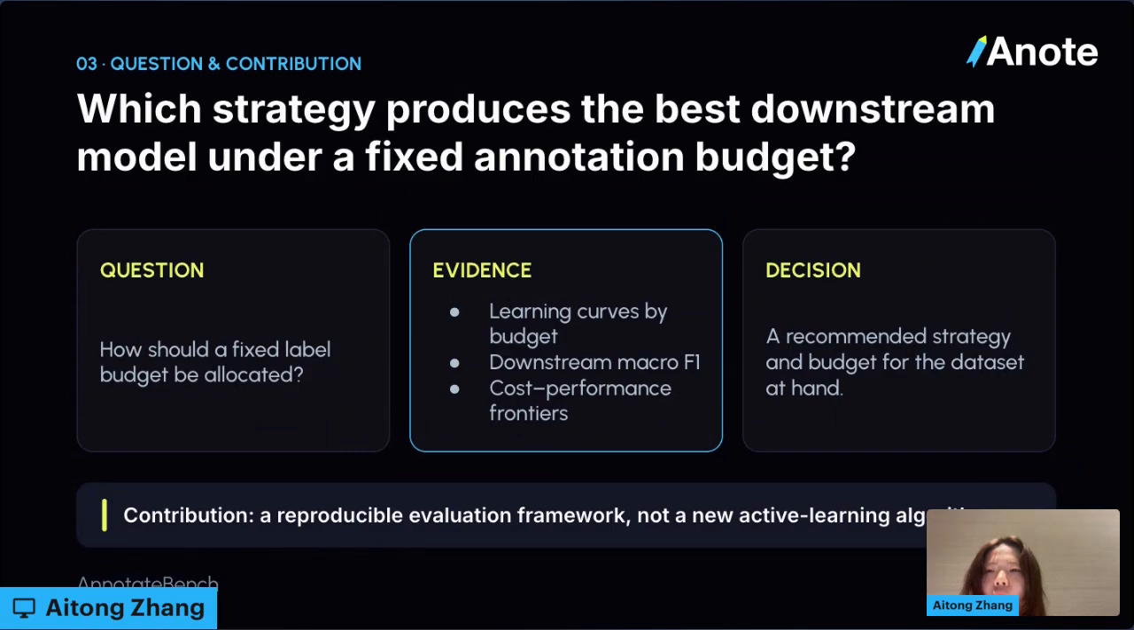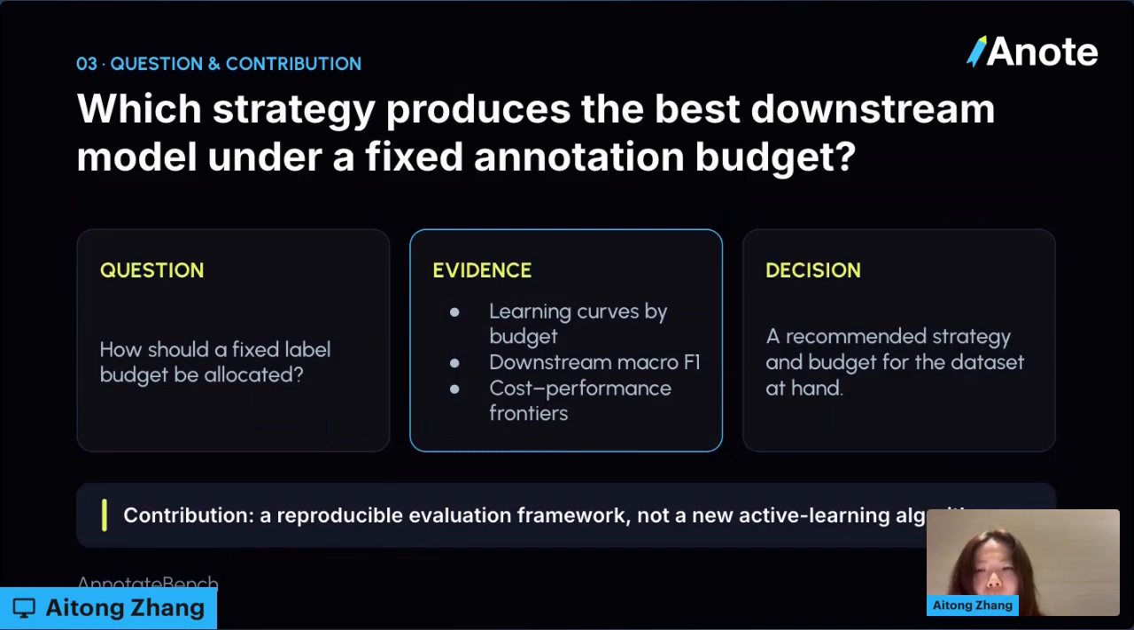My contribution is not a new active learning algorithm. Instead, I built a reproducible benchmark pipeline that compares four selection strategies across 10 datasets and five annotation budgets. Under one controlled evaluation protocol, it produces learning curves, cost performance frontiers, and an LLM labeling extension. This allows us to compare annotation choices fairly and connect them to practical budget decisions.